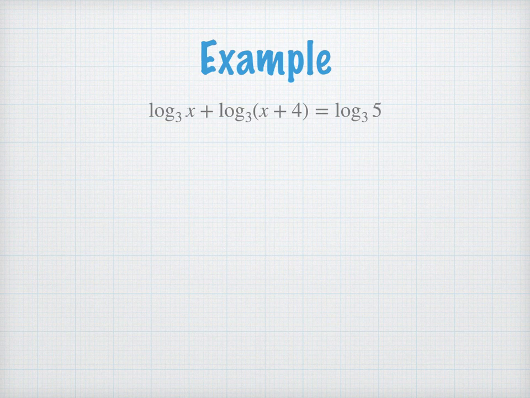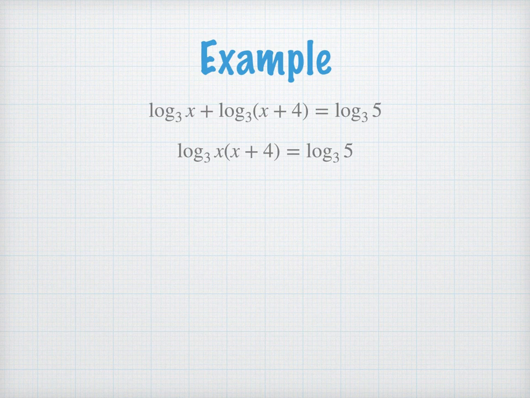This next example, we have quite a few logs running around, but notice all of them are base 3. Since they're all base 3, we're not going to be too worried about them as we start to simplify. The first thing that we want to do is we want to go ahead and use our log rules to combine these into just one logarithm on each side. So first, using our product rule, we would see that this is log base 3 of x times x plus 4 equaling log base 3 of 5.